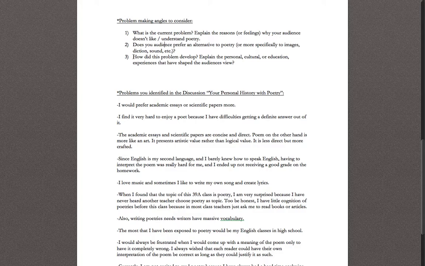How did this problem develop? So both the current problem and maybe the current preference for alternatives, how did this problem develop? Where does it come from? Your reader didn't just wake up one day and say, nope, don't like poetry, don't understand it, prefer these things instead. It's a process, a string of experiences that have led them to this place where they have a particular point of view or perspective about poetry and its technical skills that is problematic. And you want to investigate that. That's going back. What's the history? How did that develop? So in this category, you can explain the personal, cultural, or educational experiences that have shaped the audience's view.